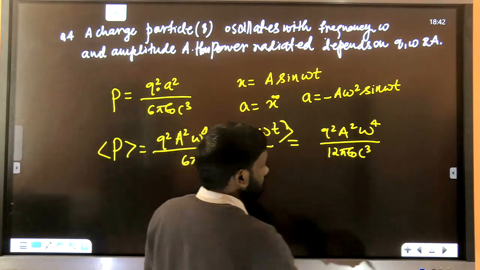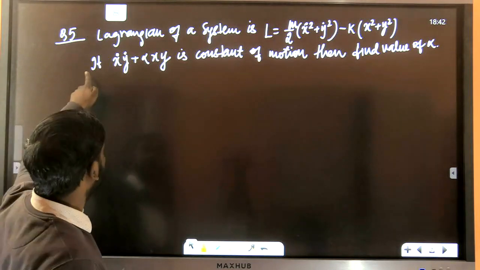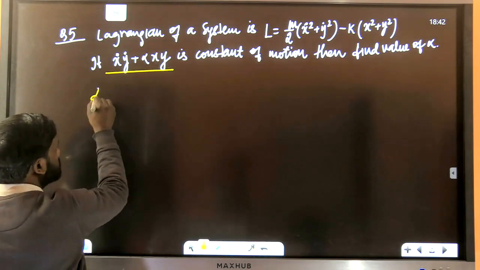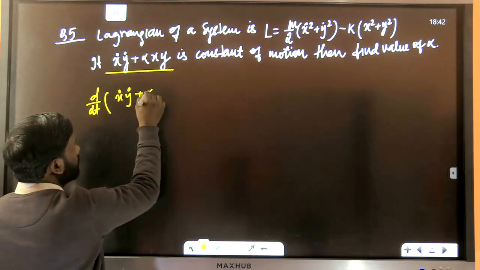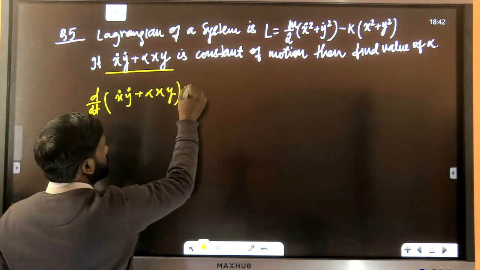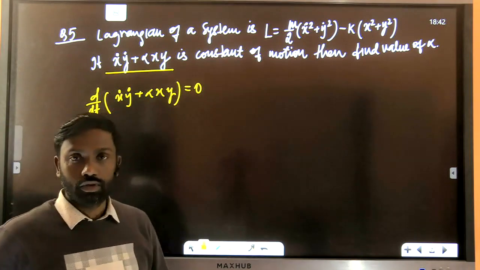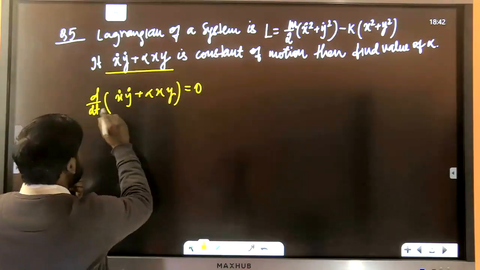Now another question. It says the Lagrangian system is this, and this is a constant of motion, so we have to find the value of alpha. This is a constant of motion, so its total time derivative has to be 0. You write x dot plus y dot plus alpha x y is equal to 0. This is the basic general definition of constant of motion. If something is a constant of motion, its total time derivative with respect to time has to be 0. So let's differentiate it.